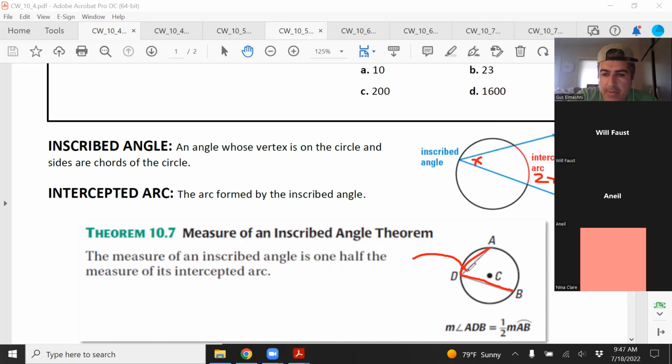So if this were, for example, 30 degrees, then this would be 60 degrees. That's why we have the 1/2 there, because 1/2 of 60 is 30. So you can think of it like that: the inscribed angle is always 1/2 of the measure of its intercepted arc, or the intercepted arc is twice the angle that's inscribed. Vice versa, the same thing.